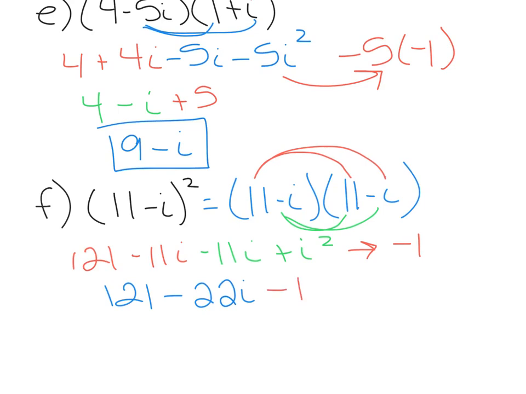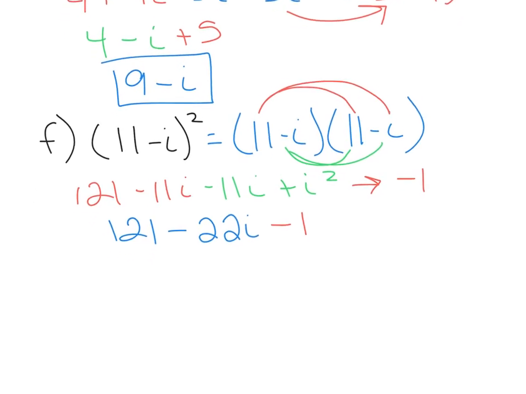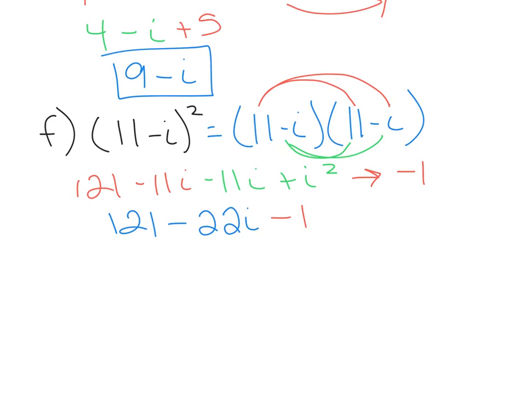Now we're going to simplify a little bit further because this 121 and this negative 1 are like terms. So 121 minus 1 makes 120. And then we have negative 22i. So this 121 and this negative 1 give you 120, and this negative 22i here.